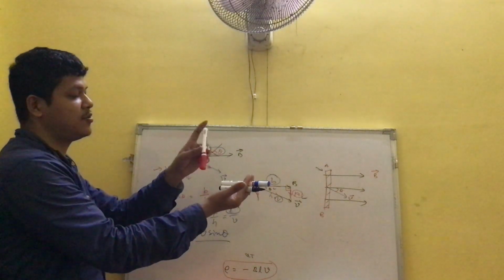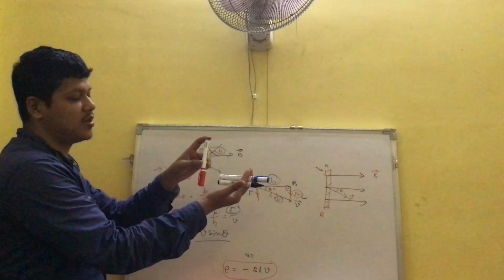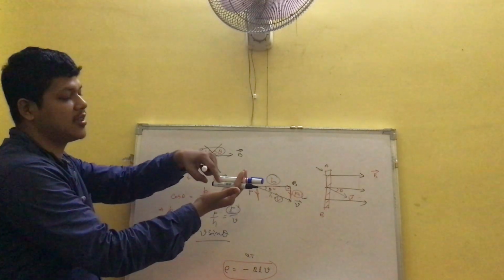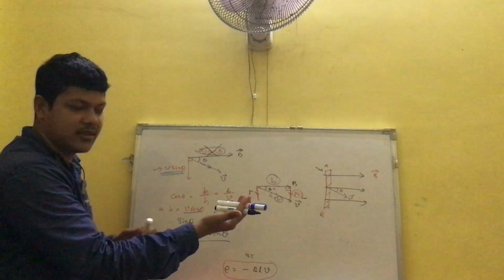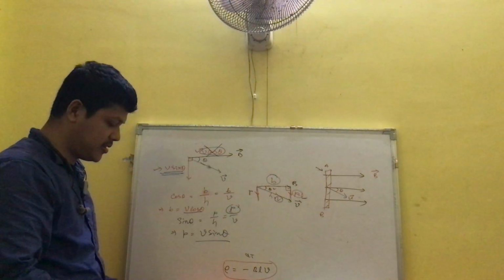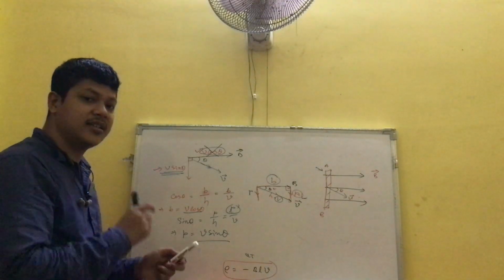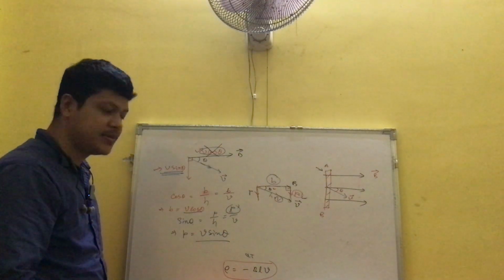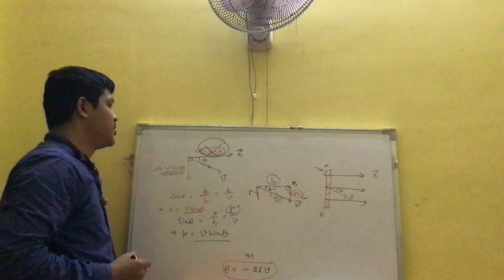For a change in magnetic flux in this rod, it must be moving in a direction which is inclined at a certain angle to these lines, or maybe perpendicular to the magnetic field lines. Then only there will be a change in magnetic flux, and if there is a change in magnetic flux, then only we will get the EMF, right? So that's why we are not going to consider this component.